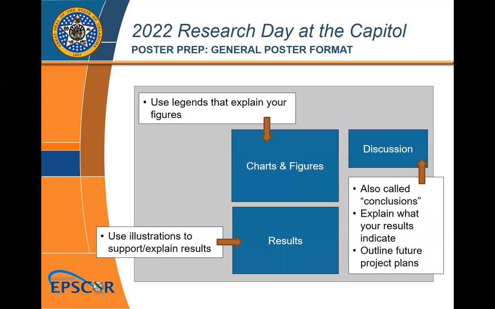You need to explain your results through effective use of charts, figures, and illustrations. And don't forget to use legends for each of those. And the discussion section can also be conclusions. This is where you explain what your results indicate, your future plans for the research, and where your research could lead for other research projects.